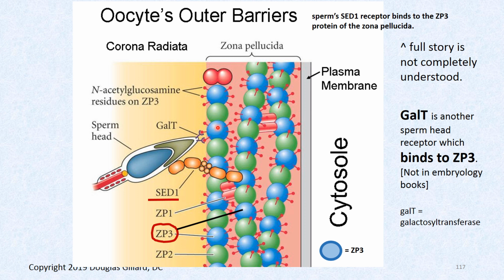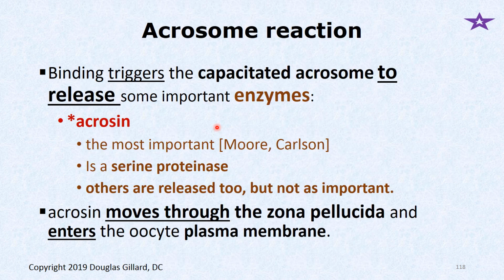Glycosyltransferase is another one that can bind, a secondary one, but the important one again is ZP3. That GALT also binds to ZP3 proteins as well. All right, so what's the deal with this acrosome reaction? The binding triggers the capacitated acrosome, which is the sperm head or helmet, to release some really important enzymes.